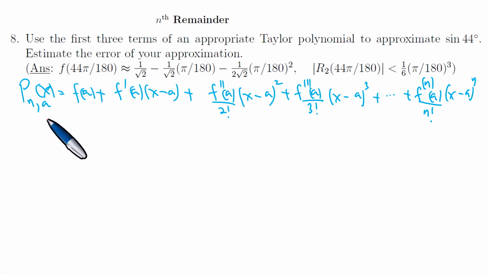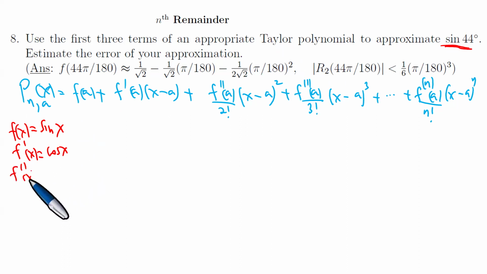So we could do that in a way. But now let us look at the Taylor polynomial to approximate sine 44. To approximate sine 44, first, it means that you're dealing with sine x. So it means that f of x is sine x. Therefore, its derivative becomes cosine x. The second derivative is minus sine. But you need to look for the first 3 terms. So you're going to look at the third one. The third derivative is minus cosine x.